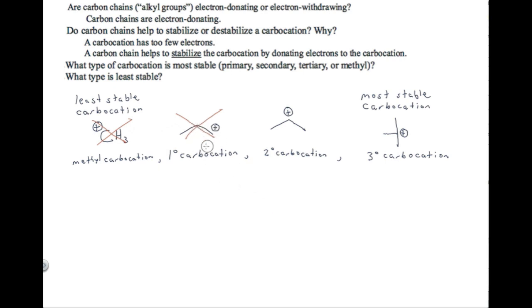Perhaps we'll talk about that later in this series. But generally, usually, you cannot form a primary or a methyl carbocation. So try to carry out reactions where you only form secondary or tertiary carbocations.